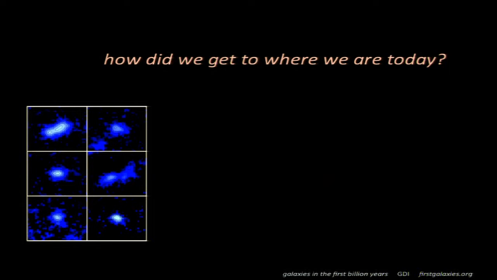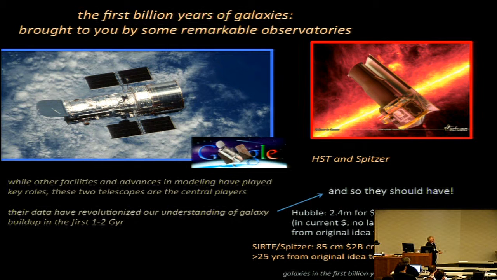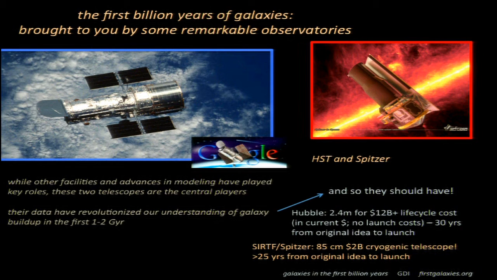So let me just put a little background into this about how we got here. And as you can gather, I'm going to be emphasizing the results from Hubble and from Spitzer. I thought about this, and my sense is that as I look back on the last 20 years, this and then this are the telescopes that have changed this game. Other telescopes have made significant differences, but nothing like these facilities, and particularly Hubble, in telling us about the first 1 to 2 giga years.